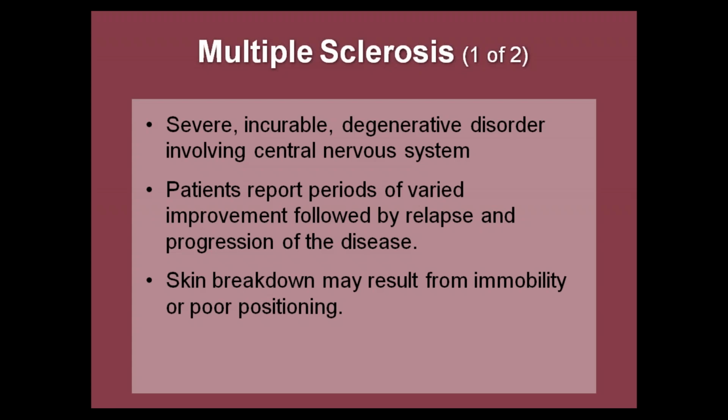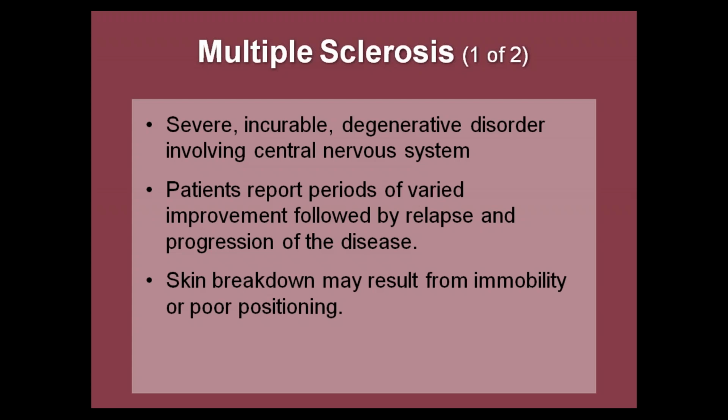Multiple sclerosis, or MS, is a severe, incurable, degenerative disorder involving the central nervous system. Some of the sources describe a connection between genetic predisposition, environmental factors, and possibly nutritional factors or exposure to a particular virus. It strikes women in their 20s to 40s 2 to 3 times more often than men. So this could be something that is even misdiagnosed in men and women in their 20s to 40s.